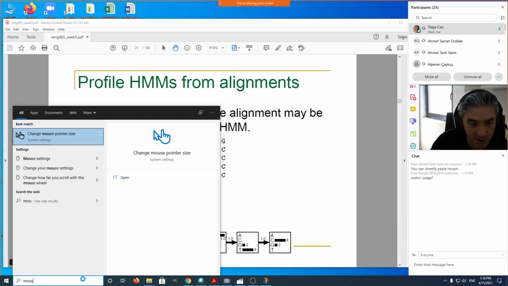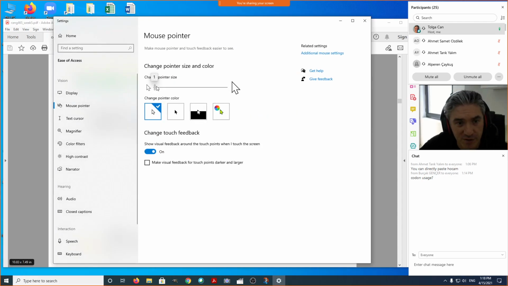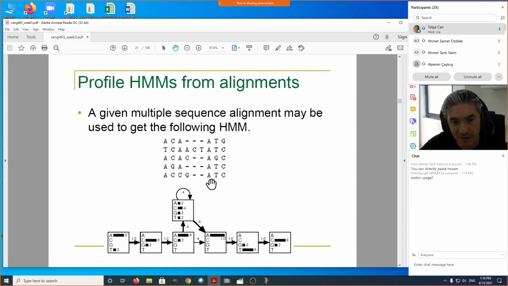So if you look at another sequence right under this A, there is a gap for this other sequence. It's like that match state doesn't exist in this sequence. In order to model this observation, you're going to have a specific state just to skip over match states. We will call these states delete states.